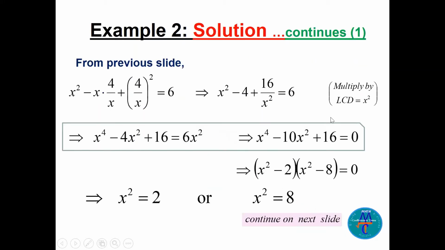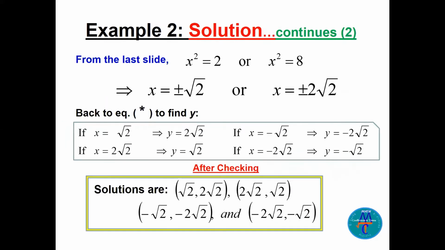So the LCD here is x squared. We can multiply, we get x power 4 minus 4x squared plus 16 is equal to 6x squared. Rearrange it again, and then we get x power 4 minus 10x squared plus 16. We need to factor. Now we have x squared is equal to 2 or x squared is equal to 8. Remember here. Now, continue the next slide to see the x values.